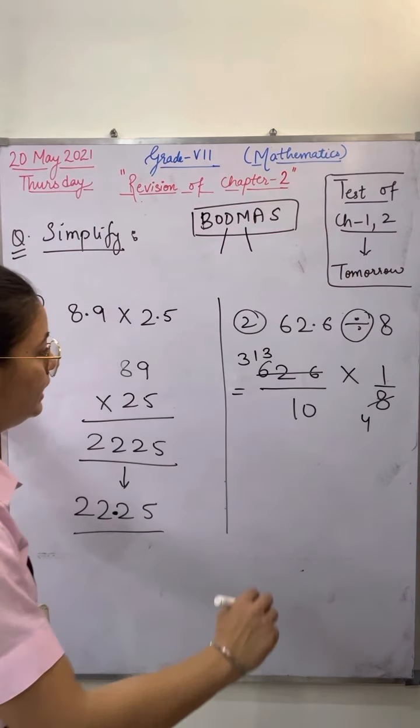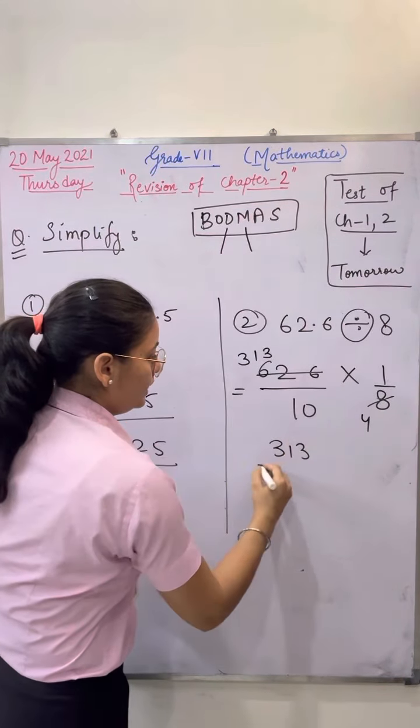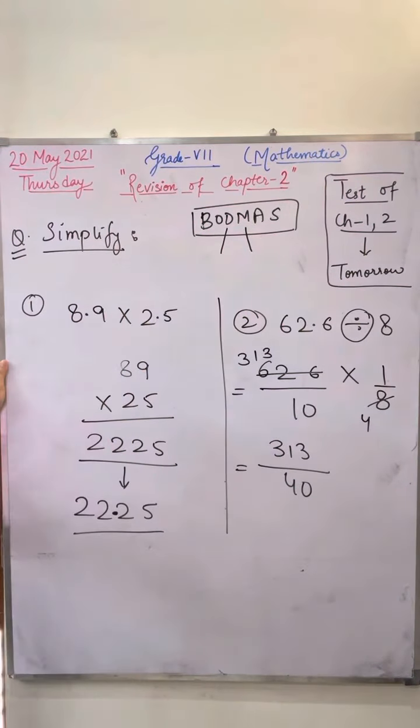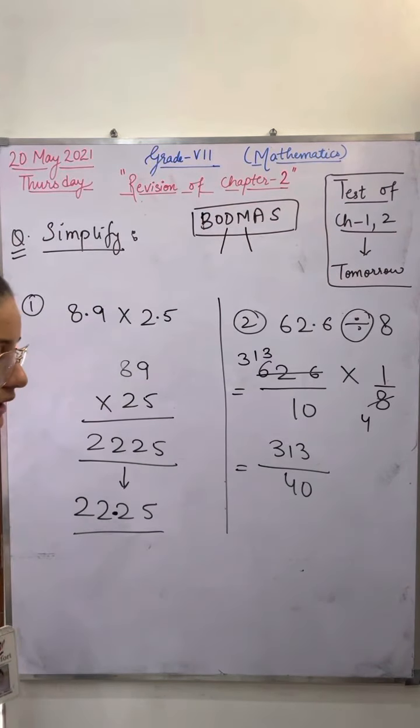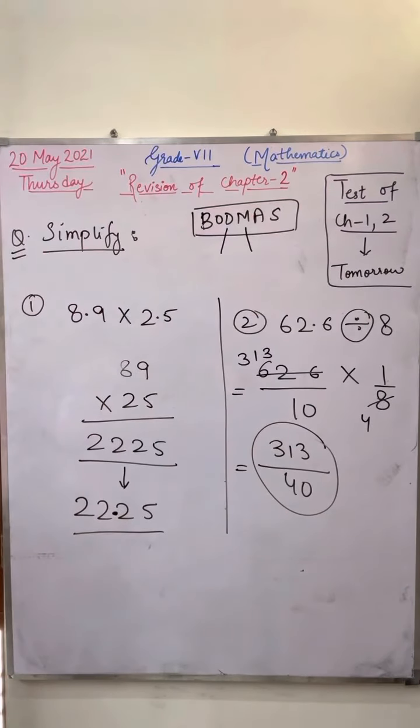Okay, now multiply. Now you have to multiply 313 with 1 and 4 tens of 40. When you go for division, you can leave your answer up to here also. That is also right. Or you can write your answer in decimal. That is also right. Both answers will be correct.